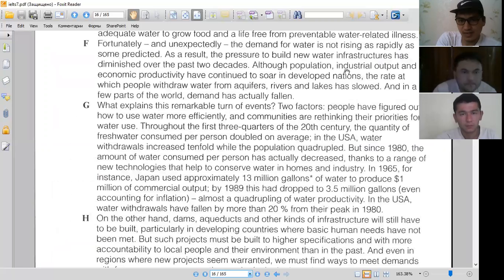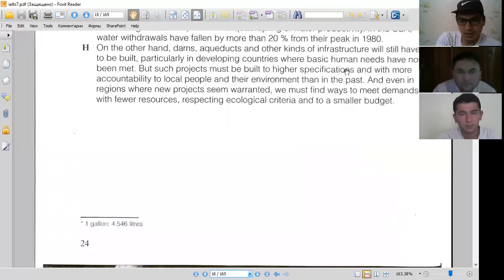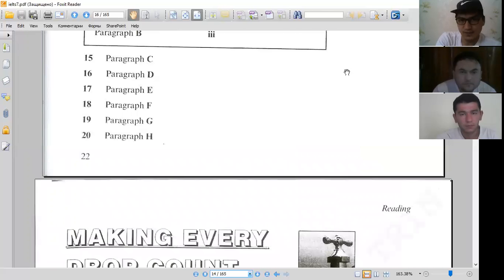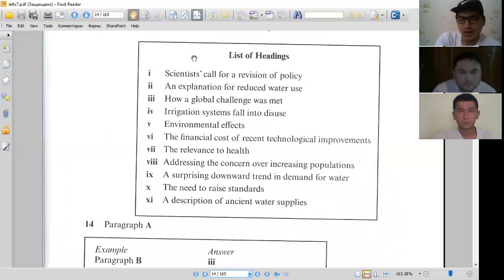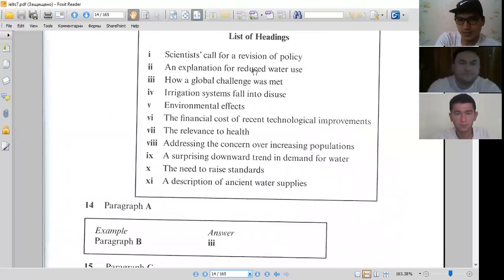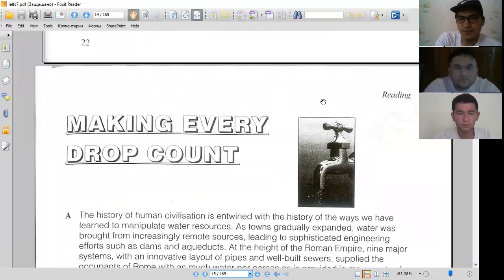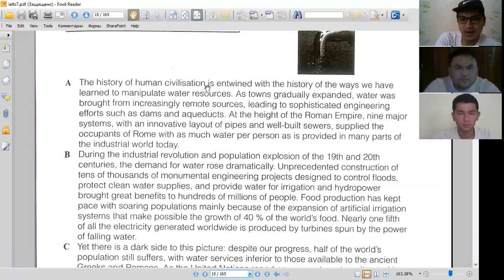So in summary, we have to bear in mind that to solve a heading matching task, we first have, rule number 1, to underline all the keywords. Underline the keywords in each heading. Step 1. Step 2. Read the first sentence of the paragraph and try to find keywords, right? And then step 3. Try to match the keywords with the words in the heading. Clear?